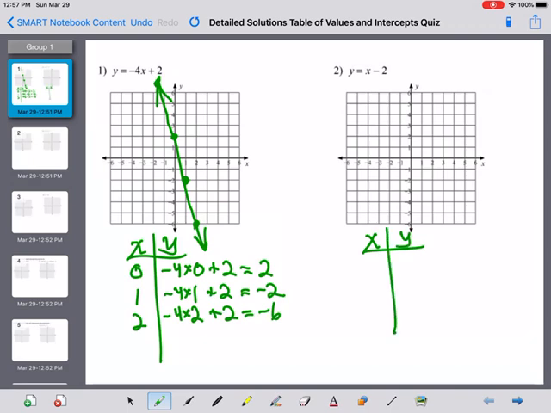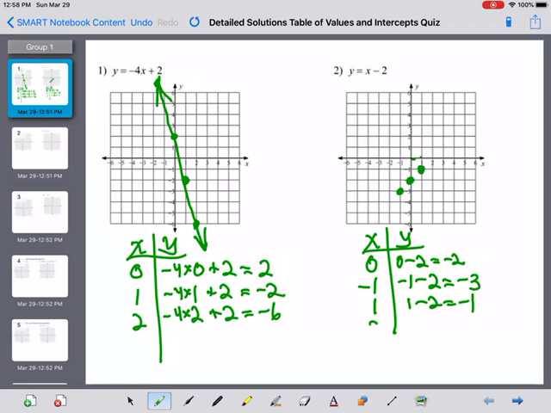So we're just finding some solutions to the equation. X equals 0, so 0 minus 2 is -2. So that's 0, -2. Let's try -1 just for the heck of it. -1 minus 2 is -3. And then +1. 1 minus 2 is -1. So we go 1, -1.